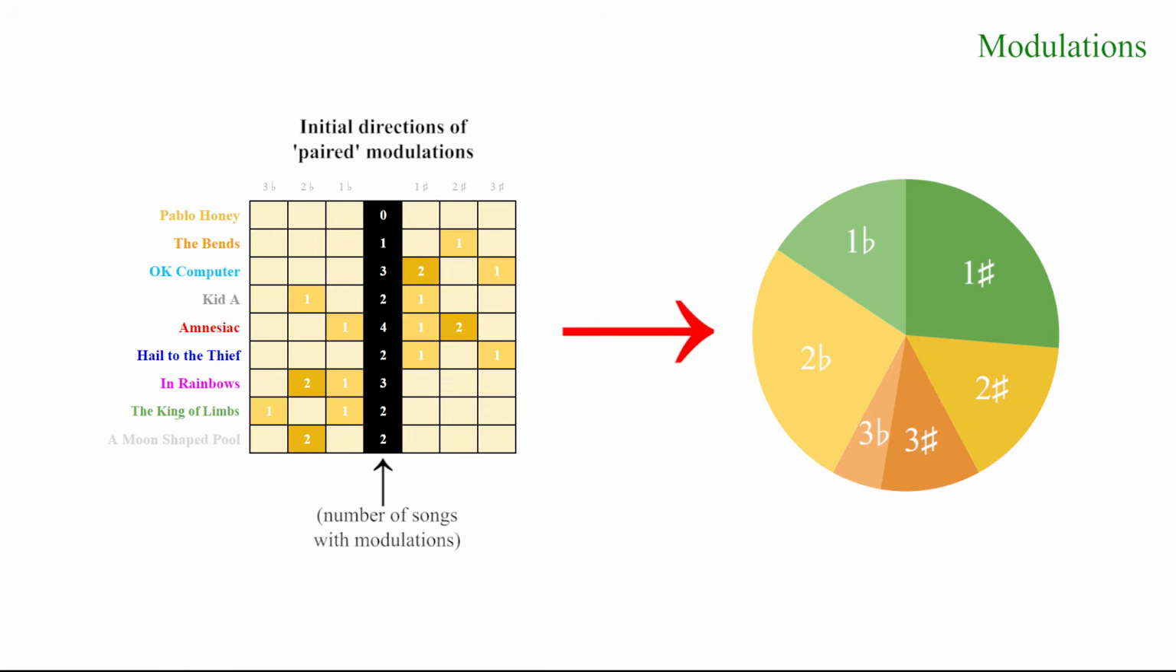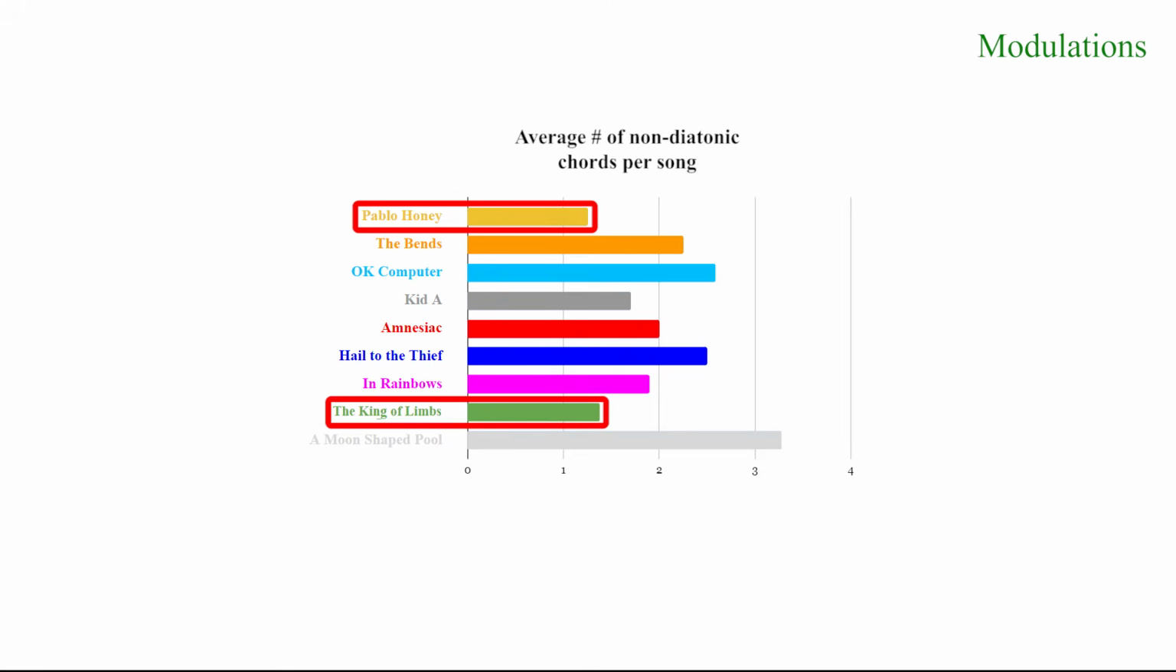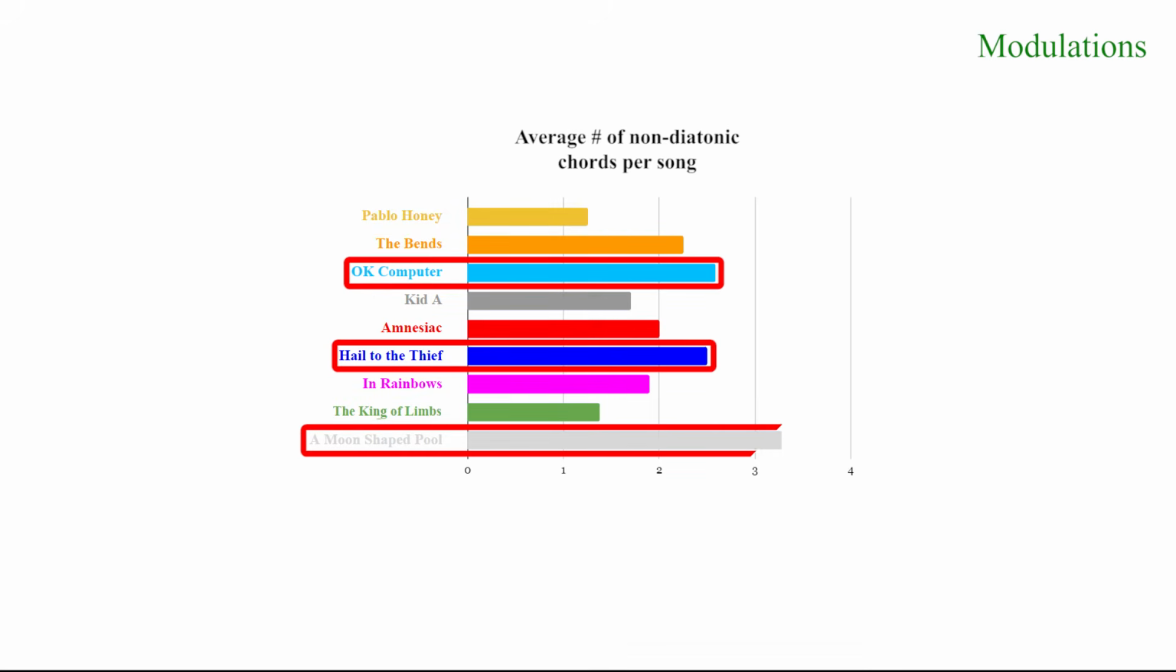Now that we have a grip on the non-diatonic features of Radiohead's music, can we use this to assess its overall functional harmonic complexity? Perhaps, in this thought experiment, complexity just amounts to the number of distinct non-diatonic chords used per song. Here's how this plays out for each album. As you can see, Pablo Honey and The King of Limbs have the least, whereas OK Computer, Hail to the Thief, and especially A Moon-Shaped Pool have the most.